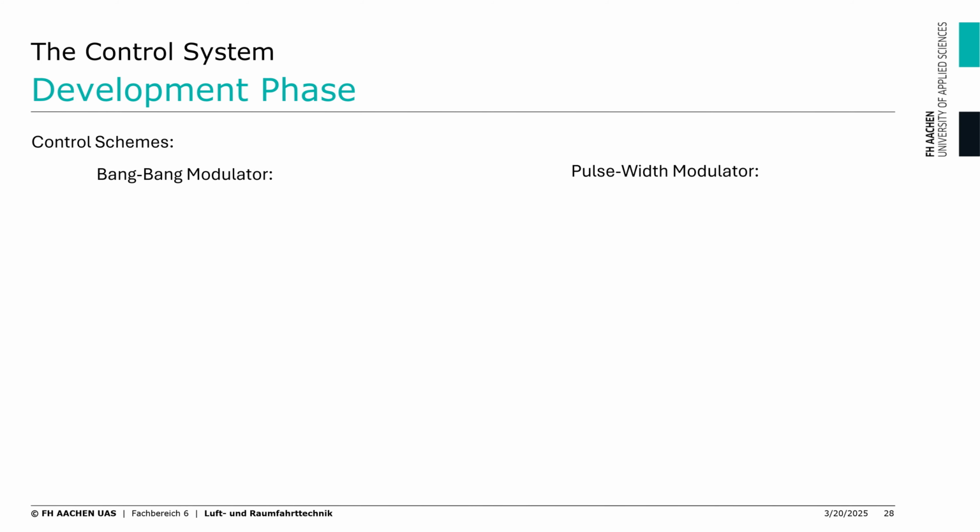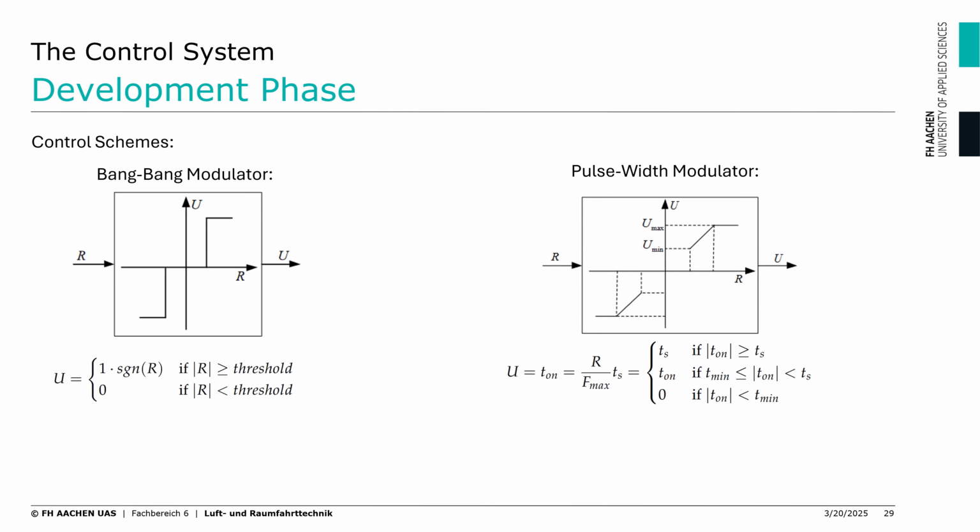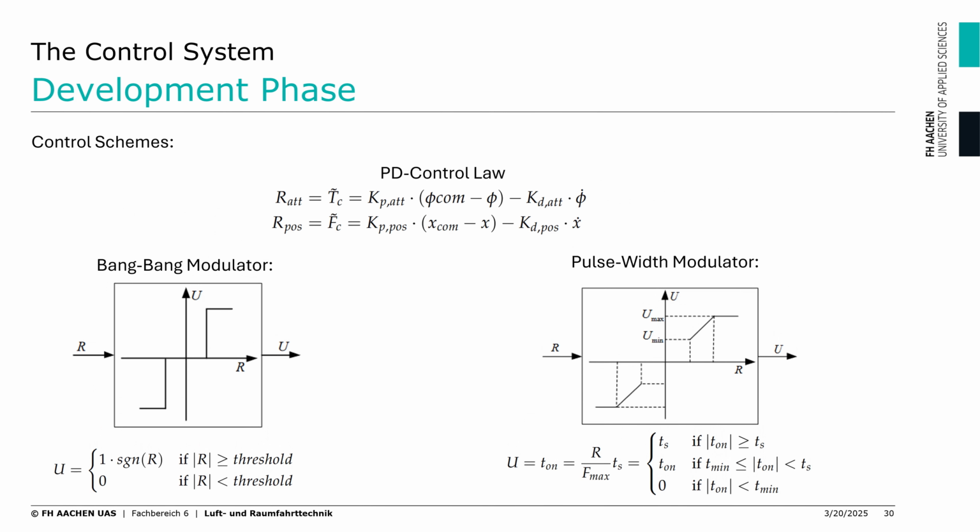Within this work, the 2 modulator types bang-bang and PWM, or pulse width modulation, were examined, and controllers based on these techniques were designed. On this page, I've listed the block diagrams of the two modulator types, as well as their mathematical relationships. Both modulator types can be combined with a controller, such as a simple PD controller. This has the advantage that the system response can be designed according to the designer's needs.